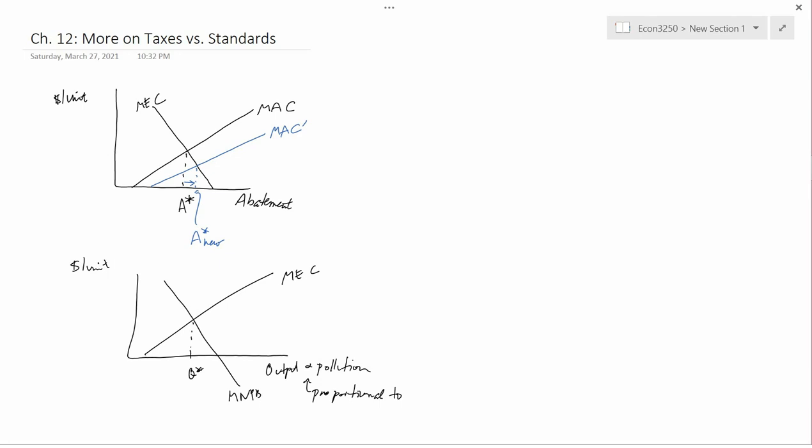Let's say you enforce this with a standard. Then the law that you would pass would say that producing more than Q star units of output is illegal. So this is the illegal zone. Now, if firms always obey the law, there's really nothing else to say. The firm will go to Q star and end of the story.